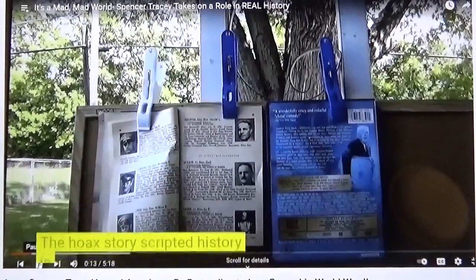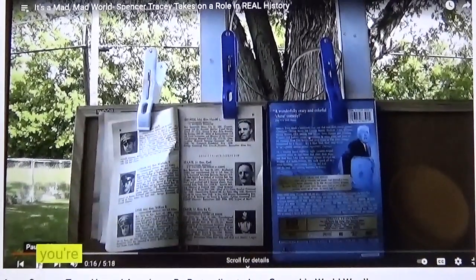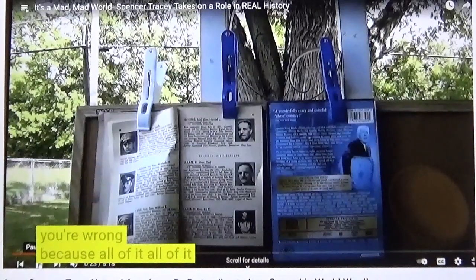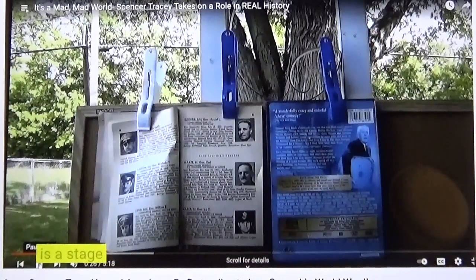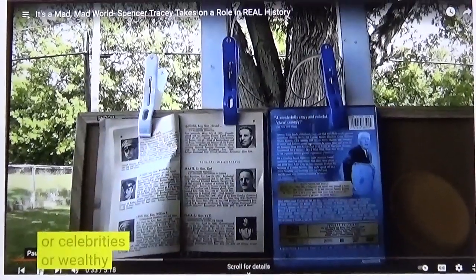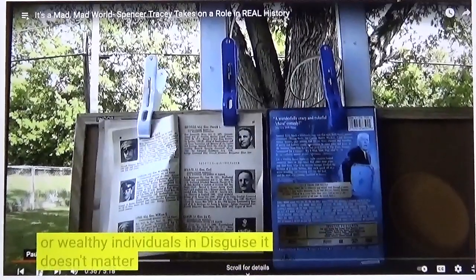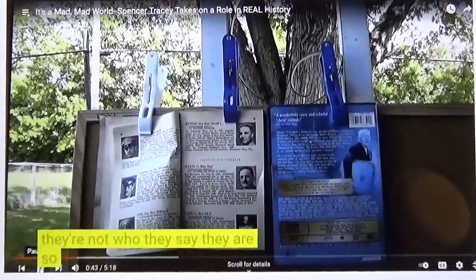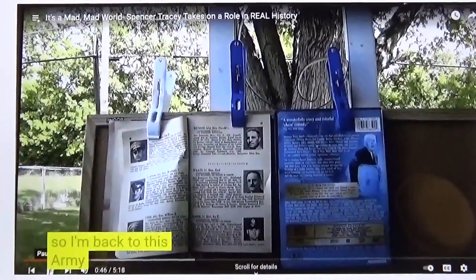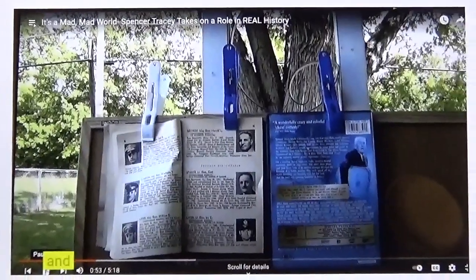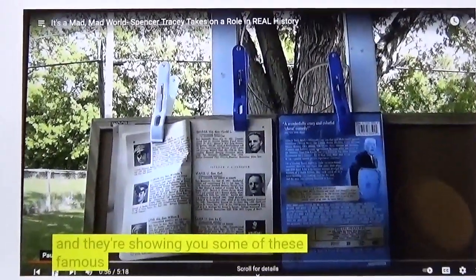The hoax story, scripted history, is. You're wrong. Because all of it is a stage with actors or celebrities or wealthy individuals in disguise. It doesn't matter. They're not who they say they are. So I'm back to this Army Air Forces Manual, 1944. And they're showing you some of these famous individuals.